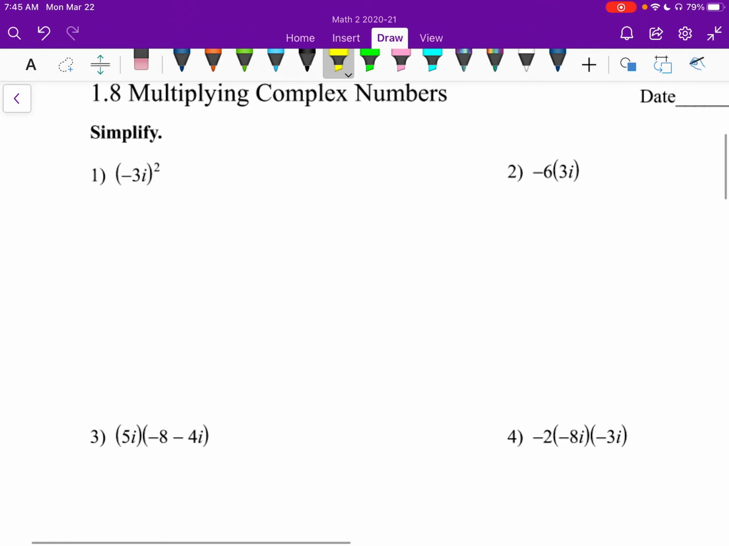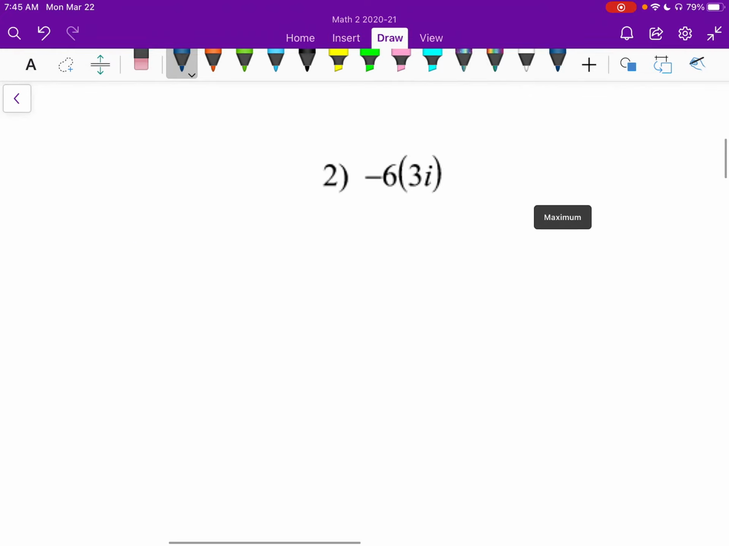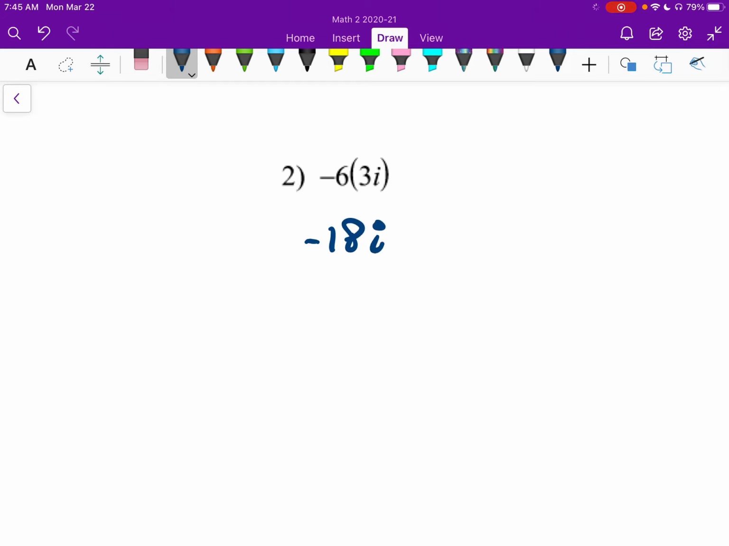Looking at, we'll do number 2 here. Well, I'll set up number 1 for us. It's listed as squared there. What that means is we have -3i times -3i. I'll let you finish that one off. Number 2, we'll multiply the -6 and the 3 to give us a -18i. And that's it. Nothing crazy on that one.